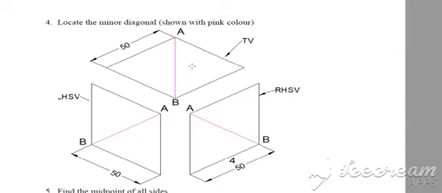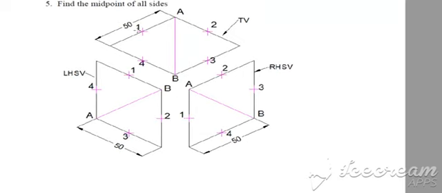The other diagonal, this is the longest diagonal. Here also you can see this is the longest diagonal. This is the longest diagonal. Now mark the midpoint of all the sides of the isometric square: 1, 2, 3, 4. Similarly, you can draw it in a left hand side view or in a right hand side view, in whichever view you want the circle.